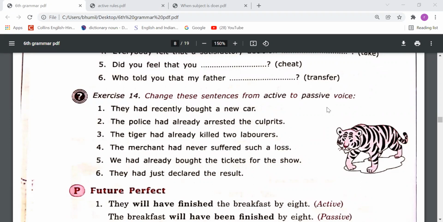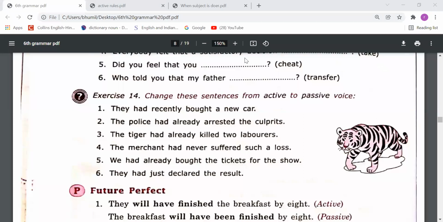Abhay, can you give me the answer of this sentence? Try to give me the answer. Okay, I tell you the answer. If you are unable to, let me know. So answer is that a new car had recently been bought by them. A new car had recently been bought by them.